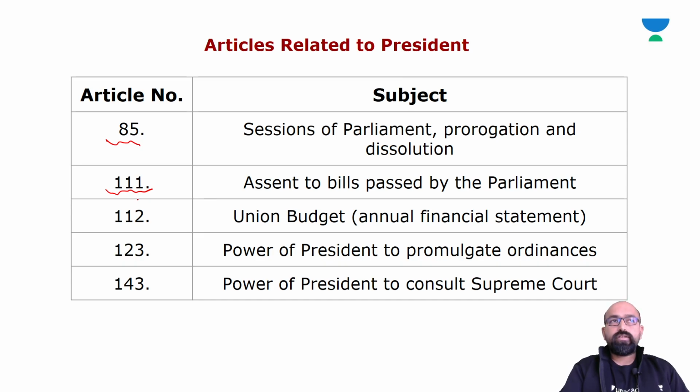Article 111, assent to bills passed by the Parliament. Article 112, Union Budget, that is the annual financial statement. Article 123, power of President to promulgate ordinances, and Article 143, powers of President to consult Supreme Court. Yes, these are the articles at a glance related to the President.